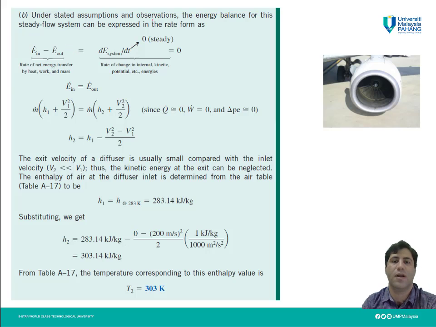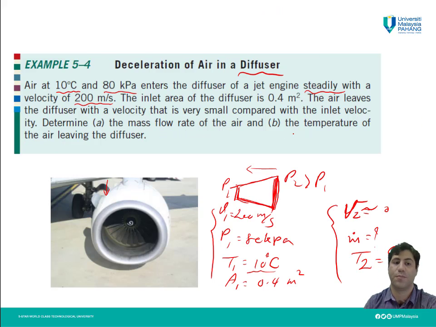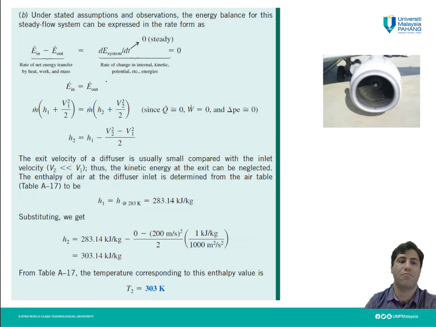To find part B, which was the temperature of the air leaving the diffuser, or T2, we can start by writing the energy balance for our diffuser. If you remember, the general equation is like this: E dot in minus E dot out, the total energy coming to the system minus the total energy going out from the system, which is the control volume here, the diffuser, is equal to the change in the energy of the system per time, dE of the system.